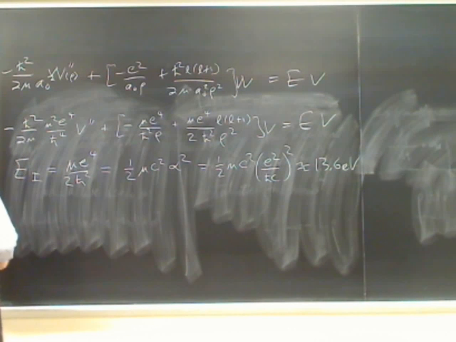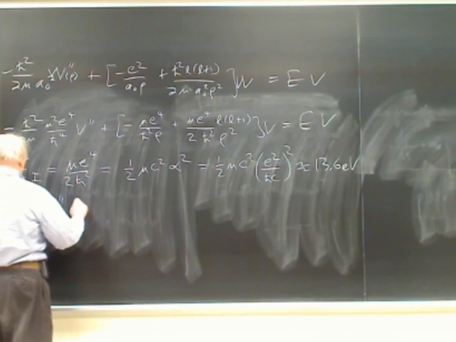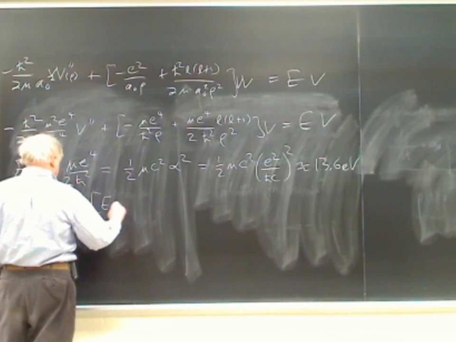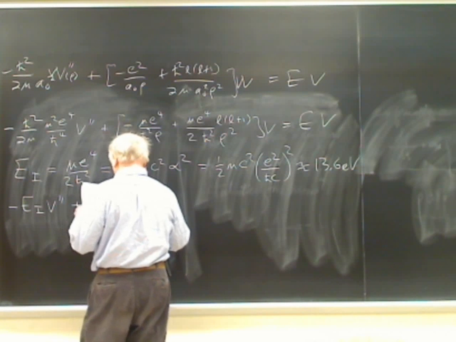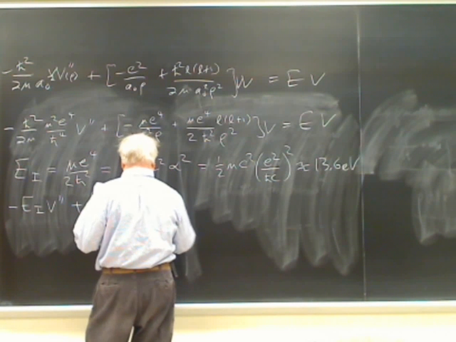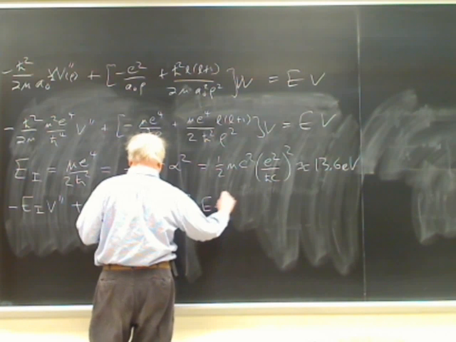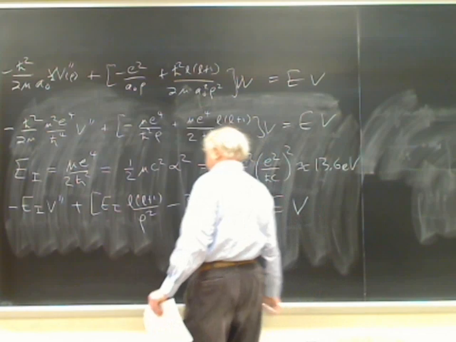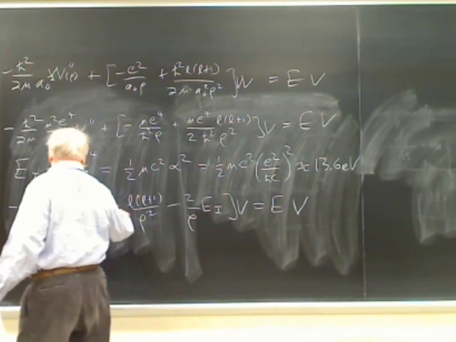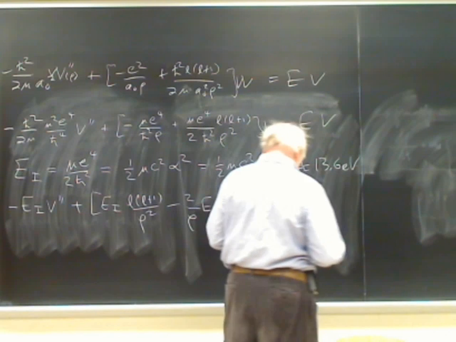If we do that, then we can rewrite this equation as minus E_I V double prime plus E_I times L plus 1 over rho squared minus 2 over rho E_I V equals E V. So that's one way of writing it.